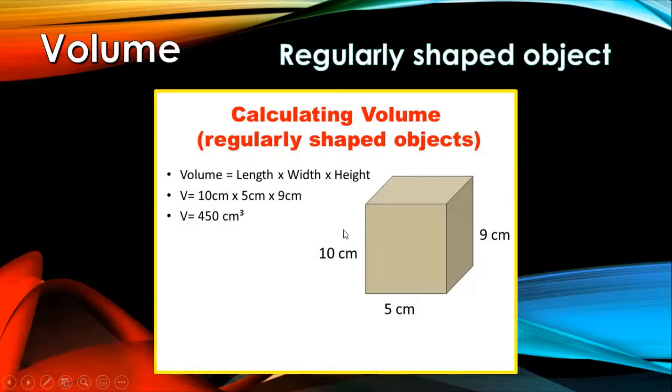Then all you do is take your values and insert them. So it's going to be 10 times 5 times 9, and I'm going to end up with an answer in this particular case of 450 cubic centimeters. First of all, why is it cubic? Why is there cubic centimeters there?